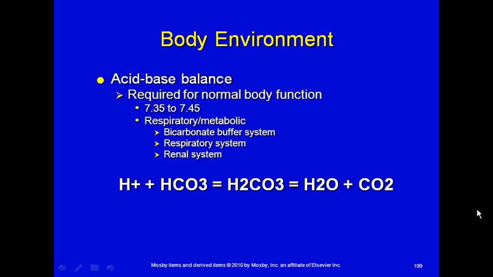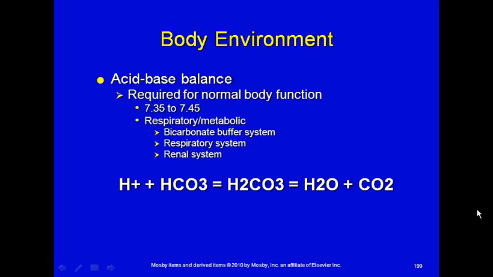So you've got to have a way that when your body makes more acid, you have a way to get rid of it. Or when you need to keep acid because you're more alkaline, you've got to have a way to do that as well. And there are three main buffer systems to help with acid-base balance.